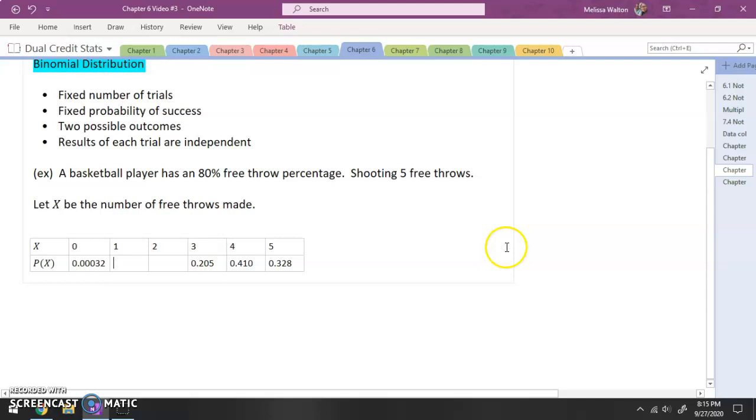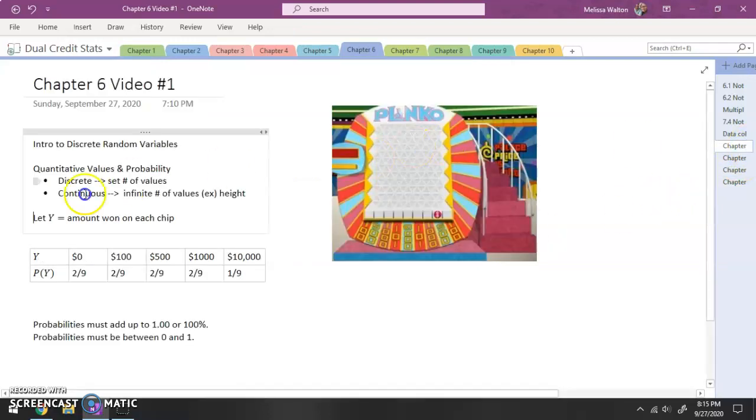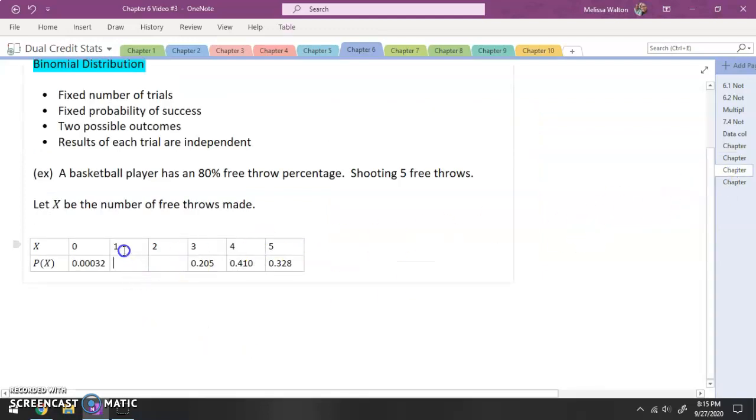But just like before, I want to tell you guys, this is a discrete random variable. Our probabilities must add up to 100%, and our probabilities must be between 0 and 1. And sure enough, hopefully if you get the correct answers for 1 and 2, all of these should add up to 100%. The probabilities are all between 0 and 1. And this is a discrete random variable because there are a fixed number of values that this could take.